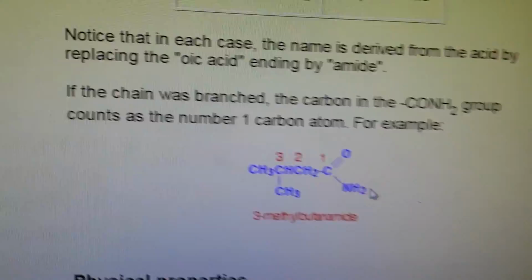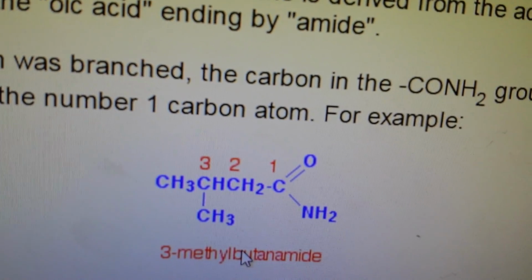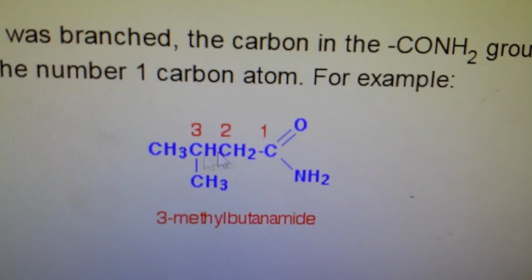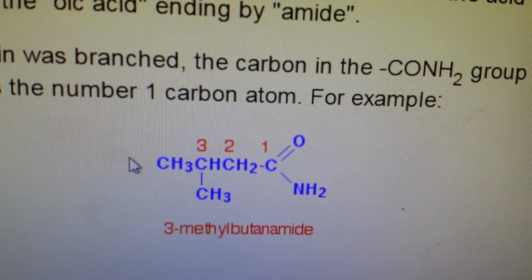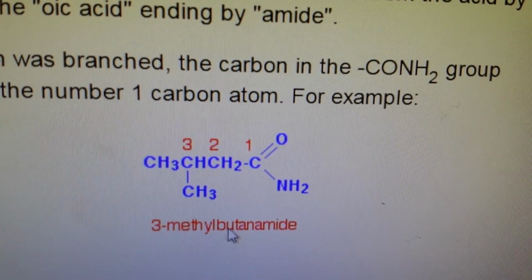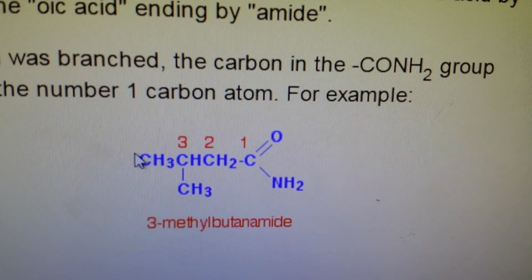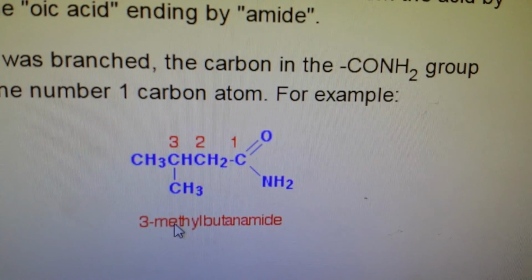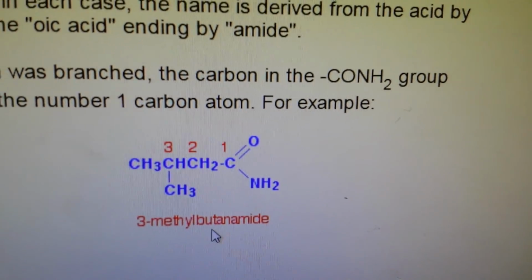The carbonyl carbon is the one that gets number 1, and then you number the other carbons 2, 3, and so on. So the total chain here is 1, 2, 3, 4, which makes it butanamide. At position 3 there is a methyl group, so you put 3, then a dash, then the name together with amide: 3-methylbutanamide.